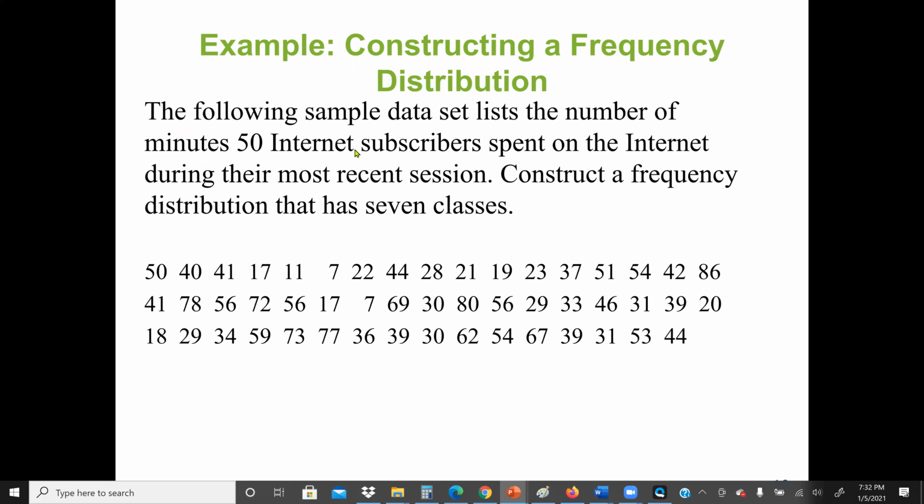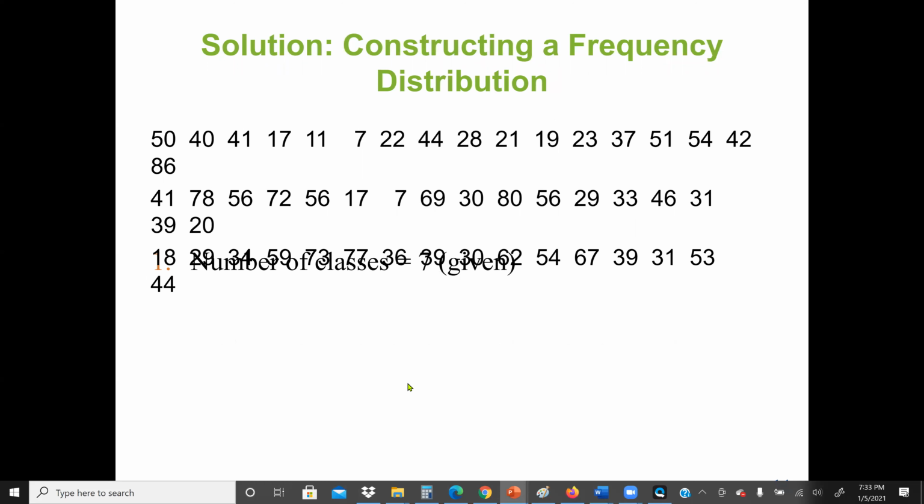So here, the following sample data set lists the number of minutes 50 internet subscribers spent on the internet during their most recent session. Construct a frequency distribution that has 7 classes. So here, they already tell us the number of classes, 7 classes. So first step is we know the number of classes.